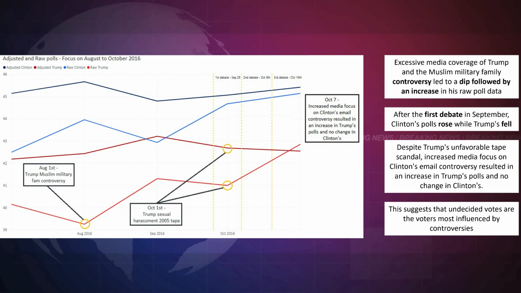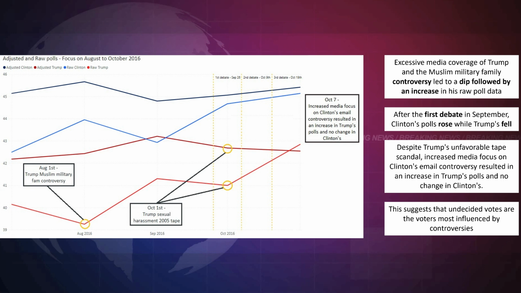Now let's look at this from a different perspective. We will take a look at some key events that occurred throughout the election that may have shifted the poll data in either direction. We will look closer at the months of August, September, and October of 2016. Around August, there was excessive media coverage regarding Trump and the Muslim military family controversy. At this point, we see a dip in his raw poll data leading up to this event, but also an increase in the aftermath.